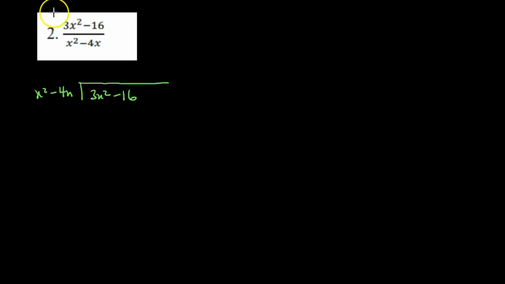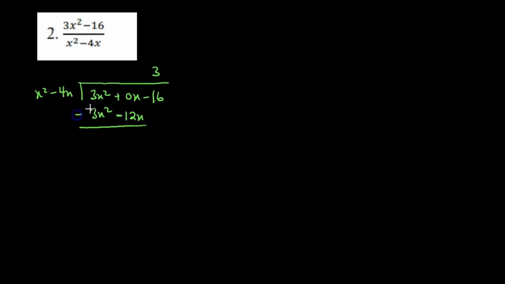But to write it in the standard form for easy division, we should have plus 0x and then minus 16. So how many times can x squared go into 3x squared? It will go in 3 times. So we have 3 here. 3 multiplying x squared will give us 3x squared. 3 multiplying negative 4x will give us actually minus 12x.